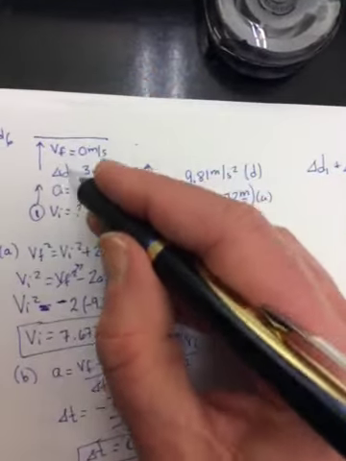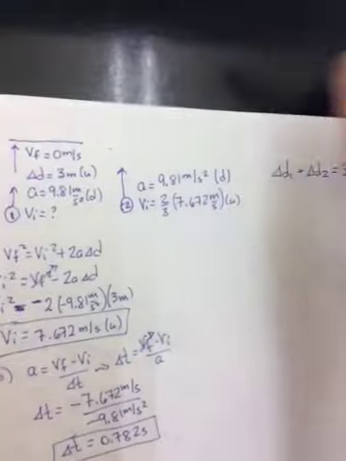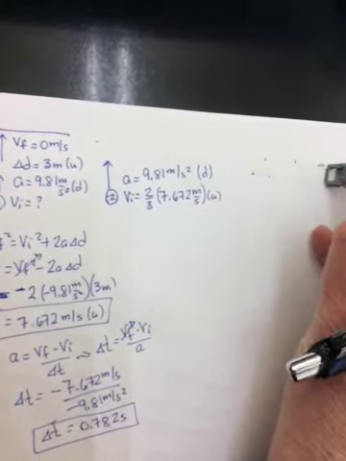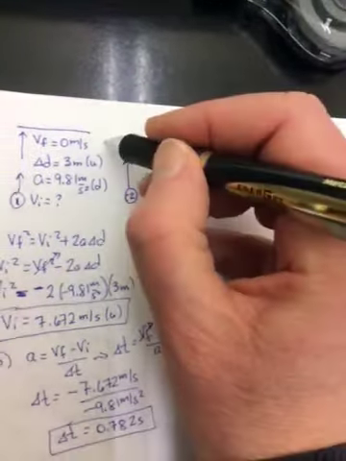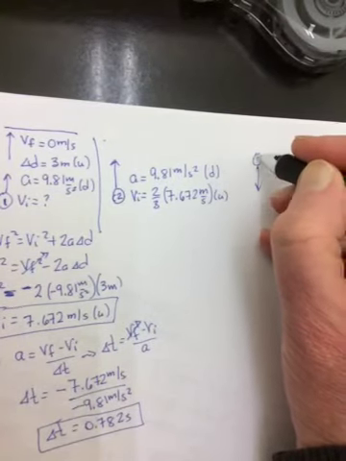Okay, so now the first ball's on its way down. Shoot, I should have written that down here. Sorry. So now the first ball's on its way down, so I should probably redo my givens. So the first ball is now on its way down.